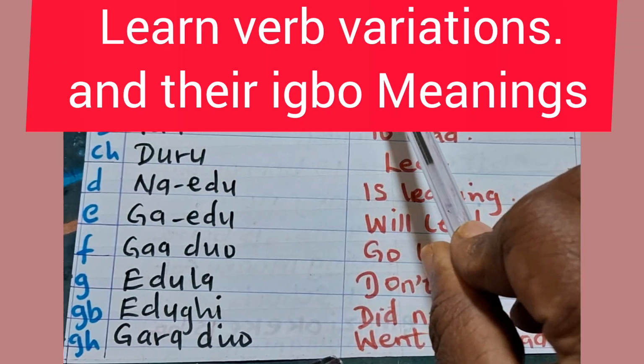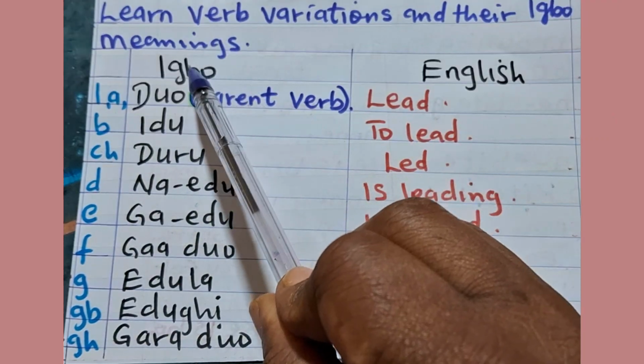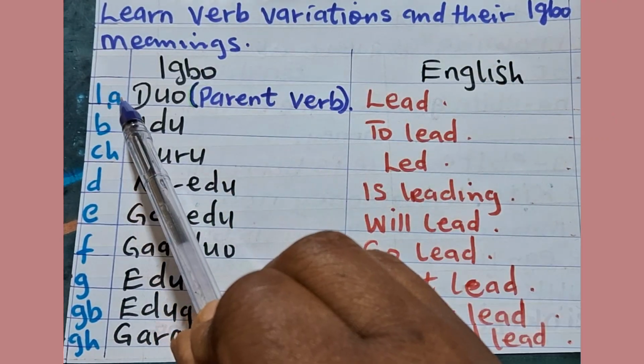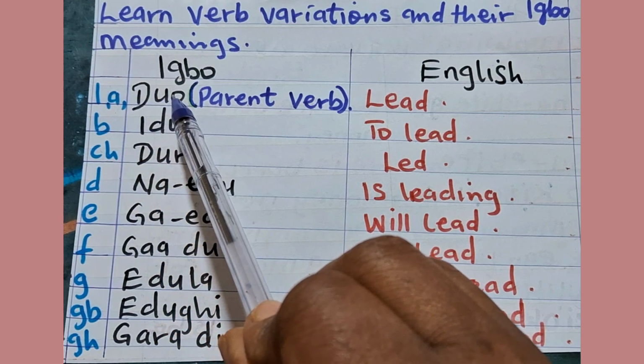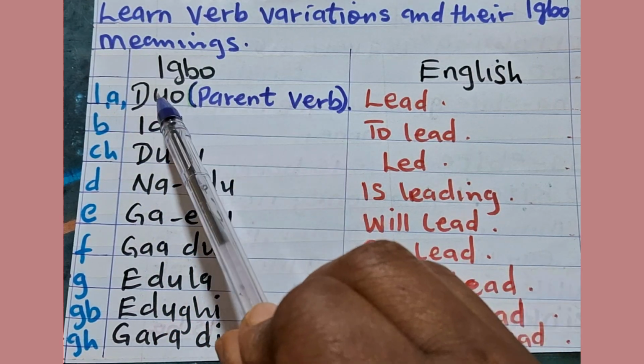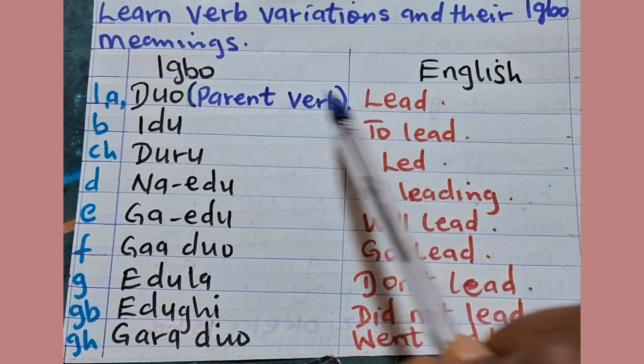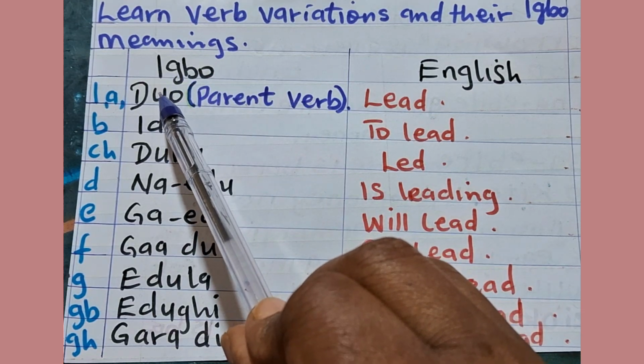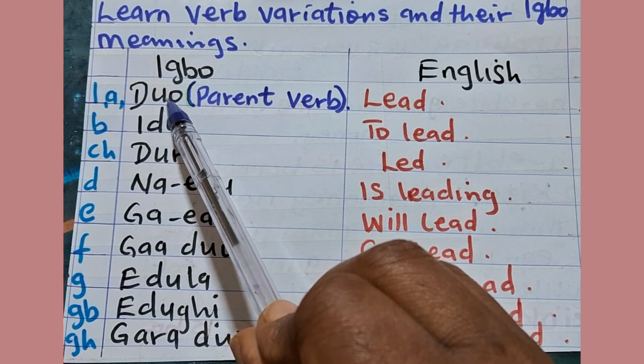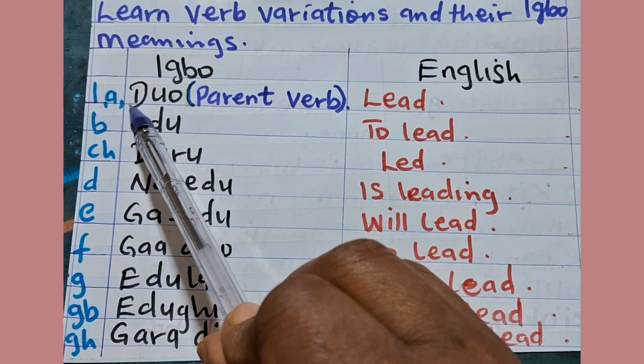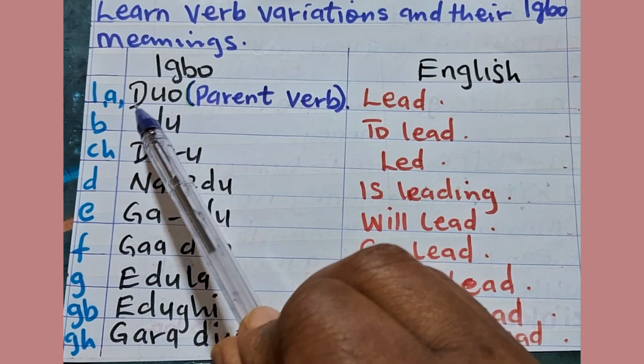Learn verb variations and their Igbo meanings. Igbo, English. Number 1, duo. Duo is our parent verb. Duo means lead. Now we are going to use this parent verb to form other forms of verbs by adding prefix or suffixes to it.